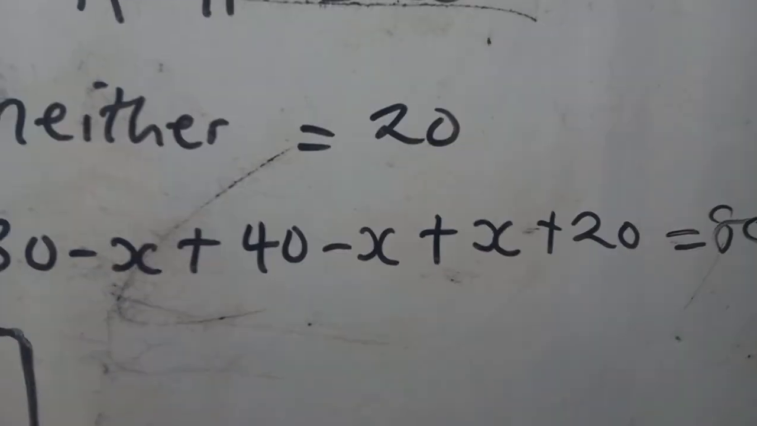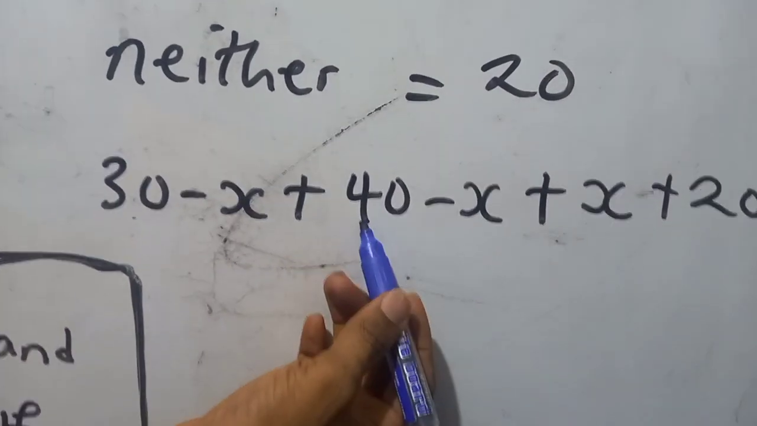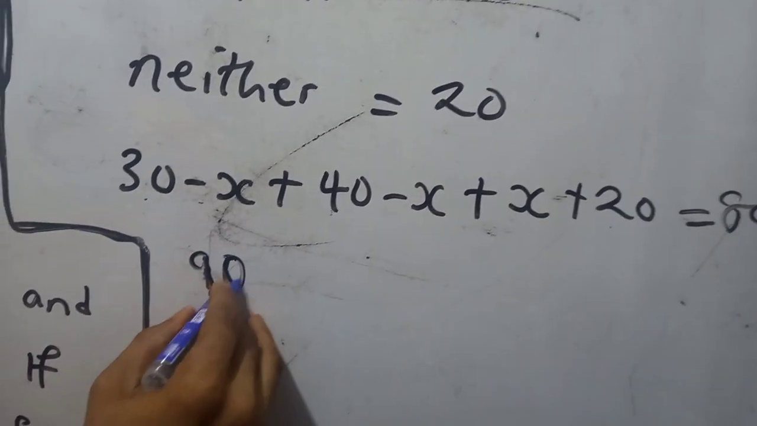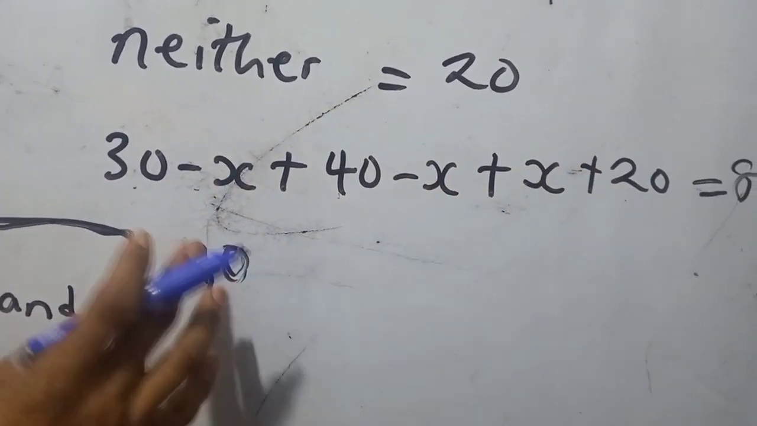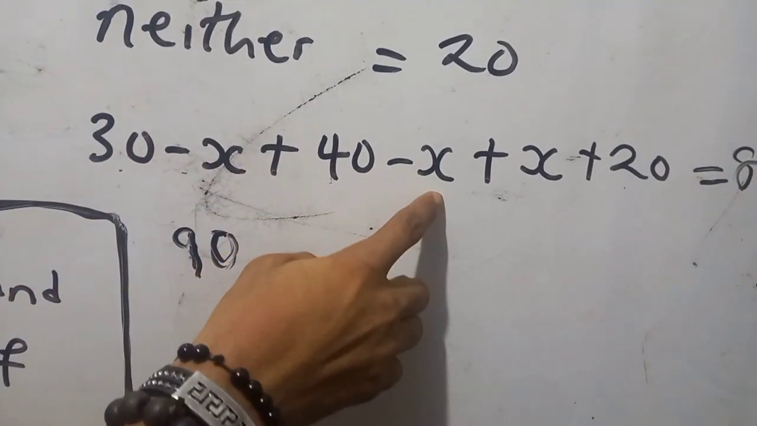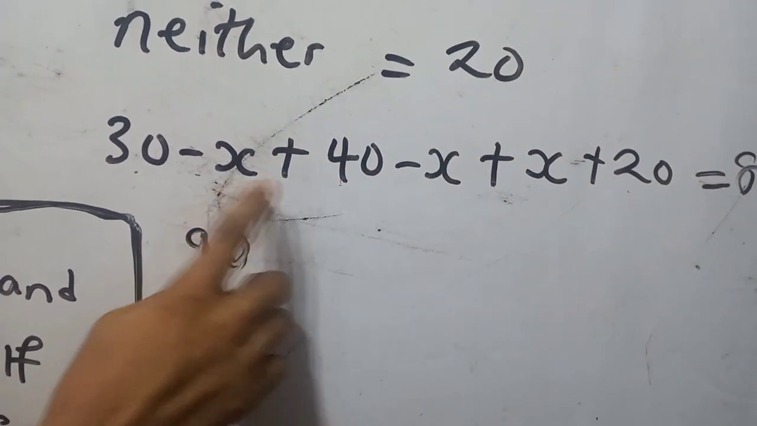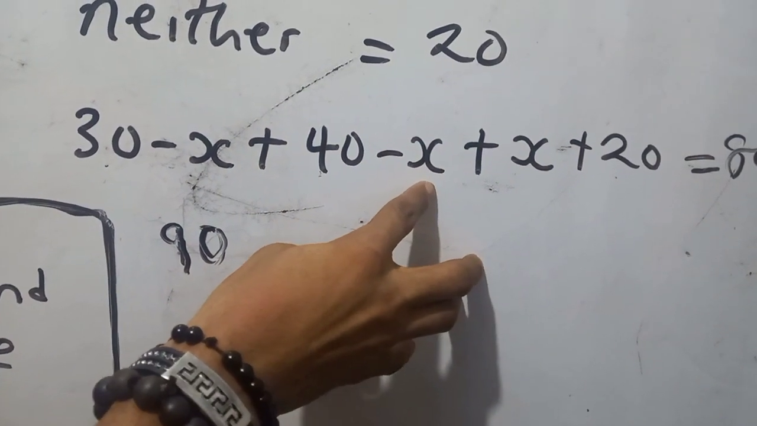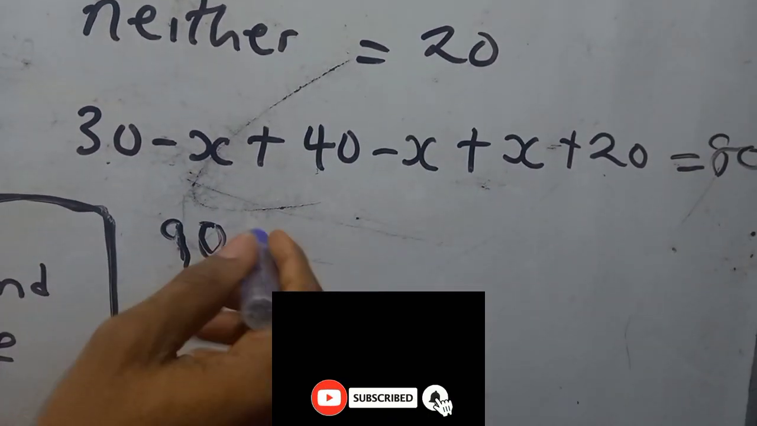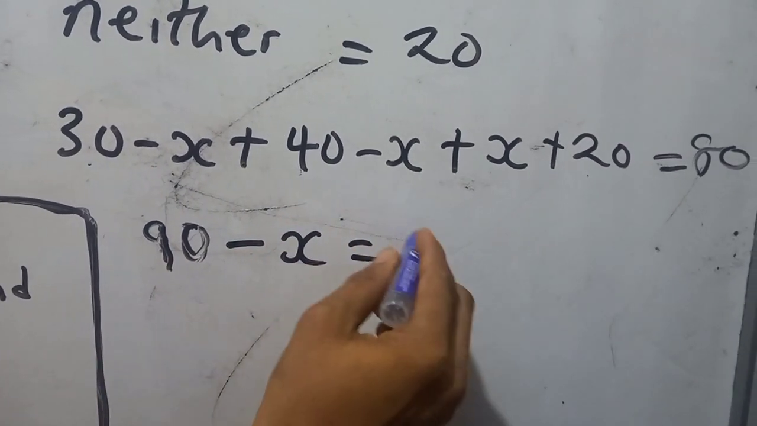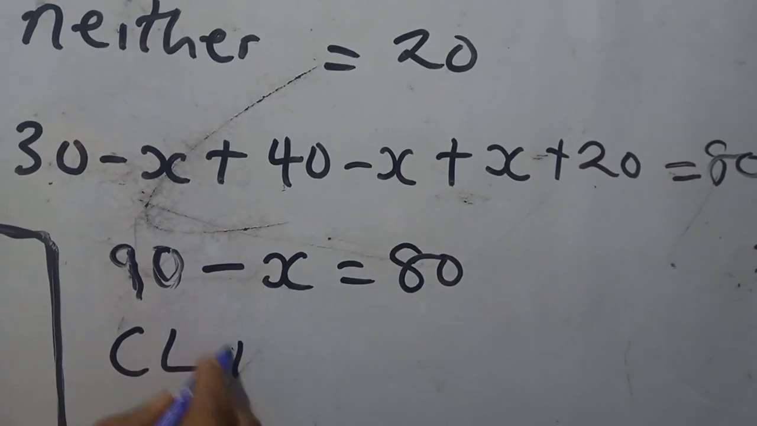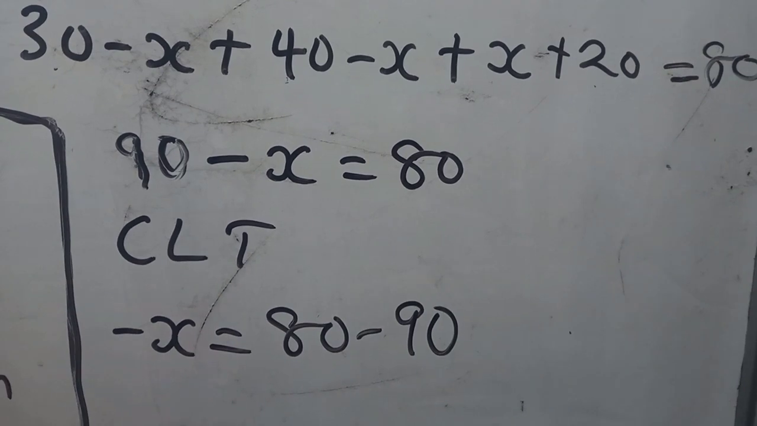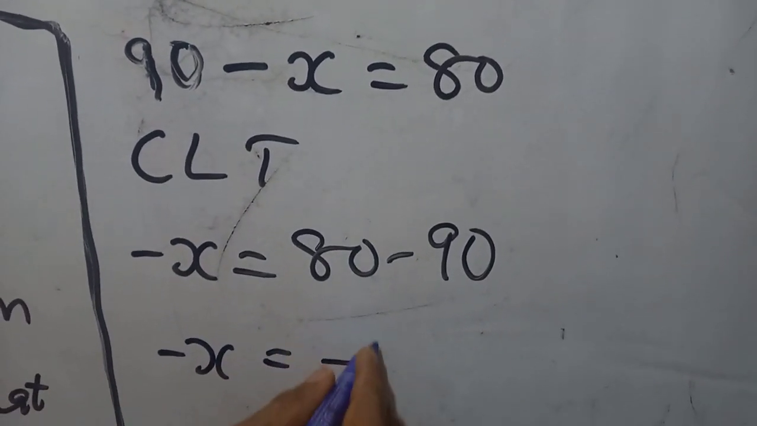Let's collect them now. 30 plus 40 is 70, plus 20 is 90. Minus x minus x is minus 2x, and minus 2x plus x is minus x. So minus x equals 80. Collect like terms. It means minus x equals 80 minus 90, which is minus 10. Minus x equals minus 10.